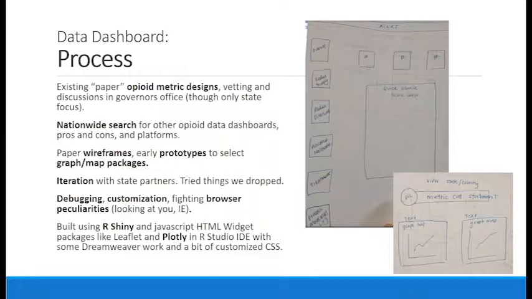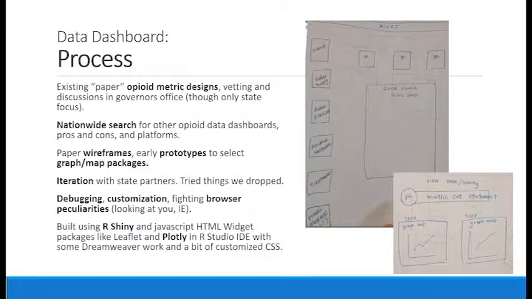So again, we built some paper wireframes and some early prototypes in R Shiny to help, particularly me, who's doing this development, pick the graph and map packages. There's a lot of options there for JavaScript-based, how you want to build a map with Leaflet or Mapbox or Plotly, or variations on interactive graphs, Highcharts, whatever.